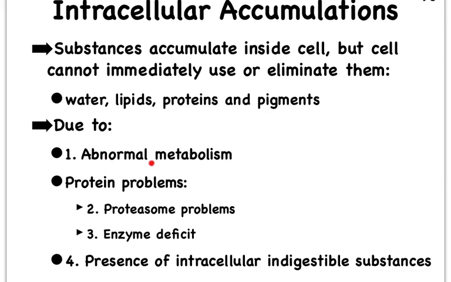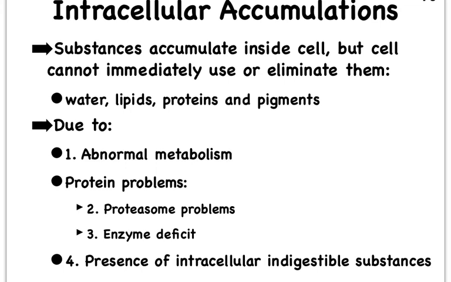So we're going to take a look at the mechanisms that create these excess substances inside of cells. We're going to take a look at abnormal metabolism. We're going to look at protein problems that involve problems with this structure called a proteasome. We might not have the right enzymes, or there might be just some things that accumulate in the cells that are just not possible for cells to digest or get rid of at all. So it might not be a matter that they accumulate in large amounts, it's that the cells just don't have the mechanism to dispose of them.